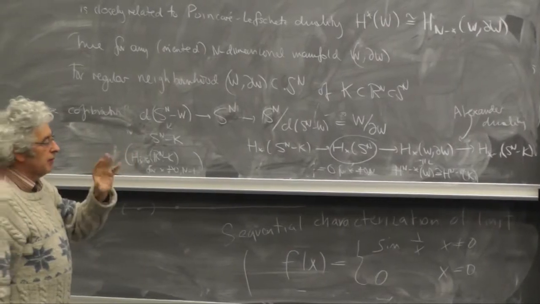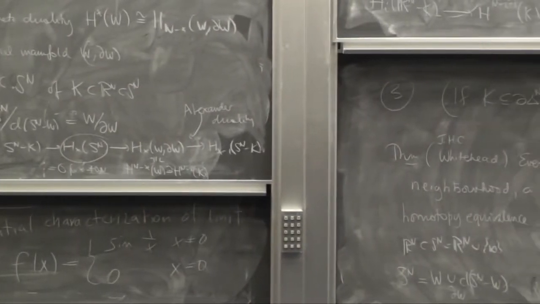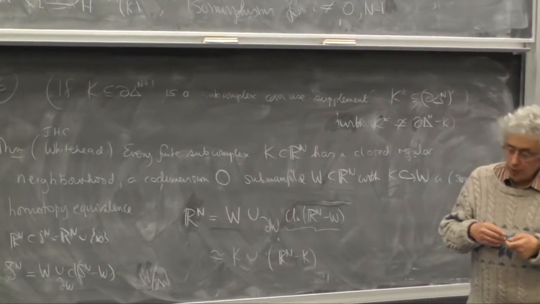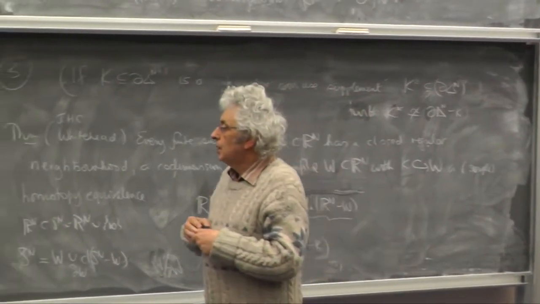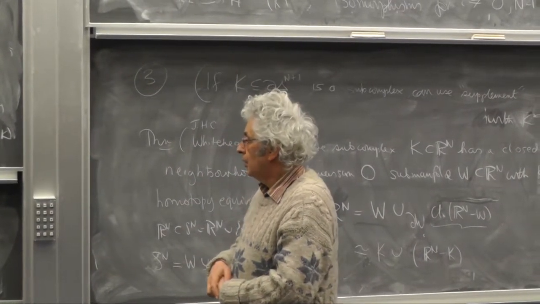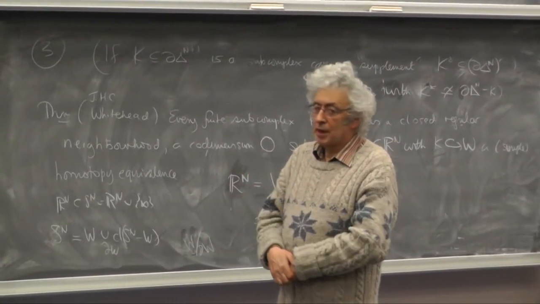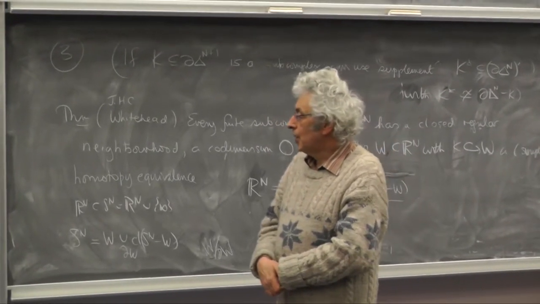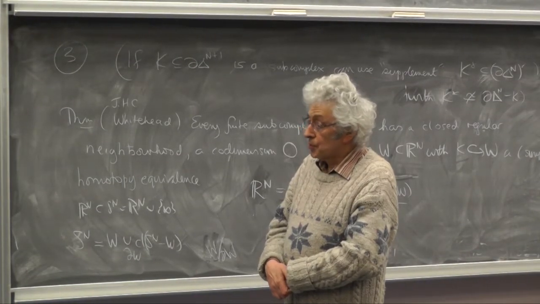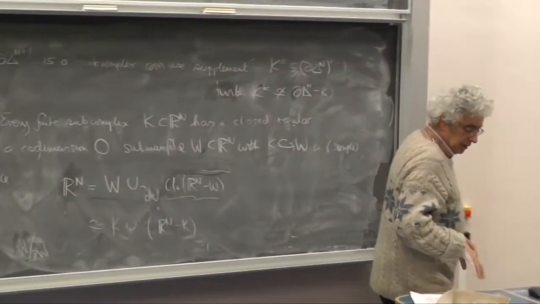I seem to be staying very far from surgery theory, but now I'll come back. Now I want to understand why I need all this for surgery theory. And the reason is that if I take a geometric Poincaré complex, I know how to construct a symmetric Poincaré complex. And I want to understand how to construct it as much as possible from the so-called Spivak normal fibration. So maybe I should just go one little bit further.